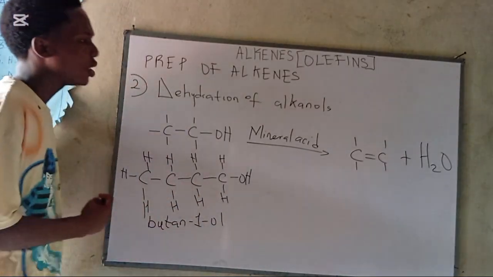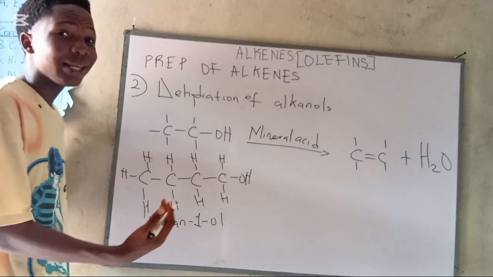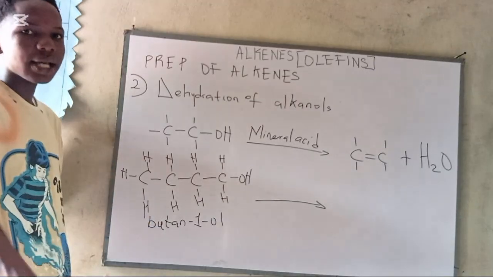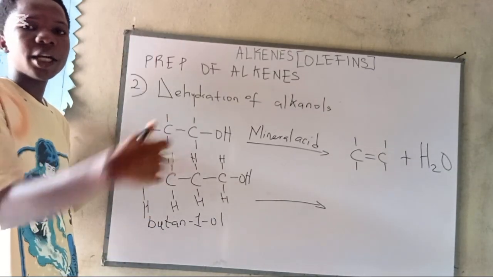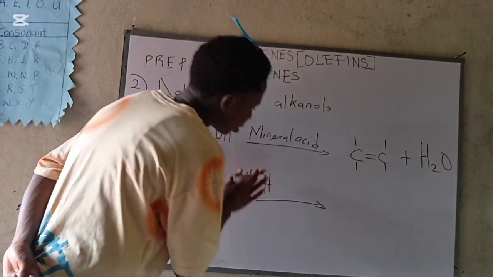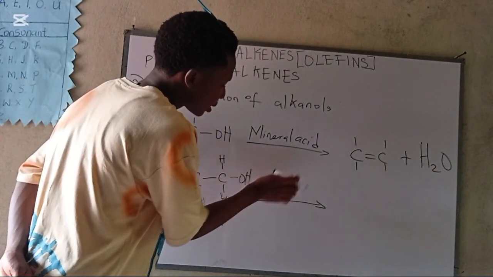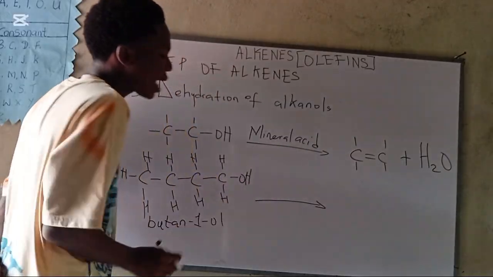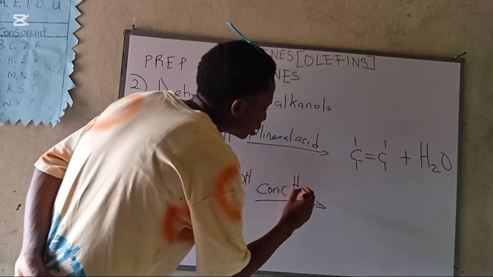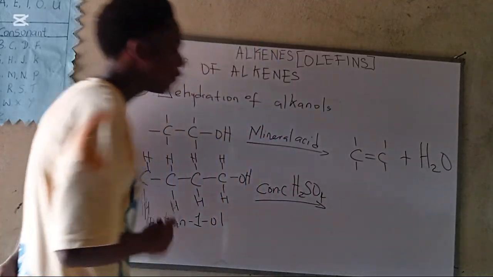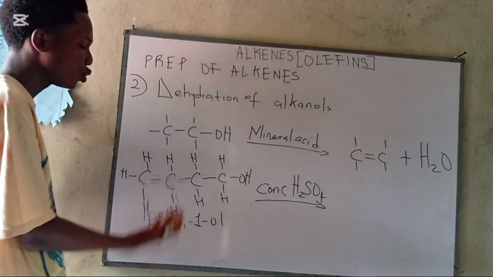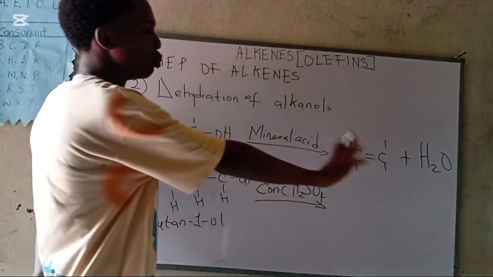Okay? So now we said when an alcohol passes through a mineral acid. What do we mean by mineral acid? HCl, H2SO4, sulfuric acid. So write it down so that you don't miss it. Now, using sulfuric acid, we have to use concentrated H2SO4. It will give us a corresponding alkene. That is, if we use butanol, it will give us a corresponding butene.